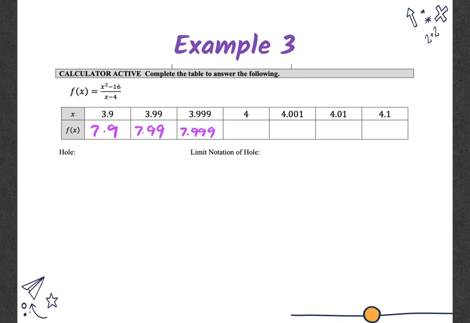y1 of 4. What do we think is going to happen at 4? It's not going to work, which means undefined, right? Because if I factored the top, I'd get x plus 4 and x minus 4 over x minus 4. So that would be your hole.